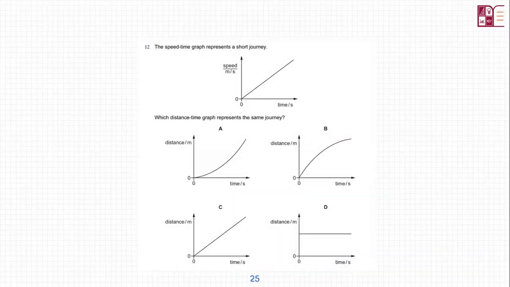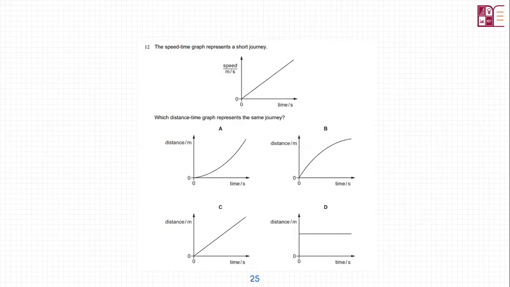Moving on, the speed time graph represents a short journey. So the speed is uniformly increasing with time, and different distance time graphs are given. So which one is it? Now, if the speed was constant, and by constant I mean that if it was a horizontal line, the distance would look like the one in option C.